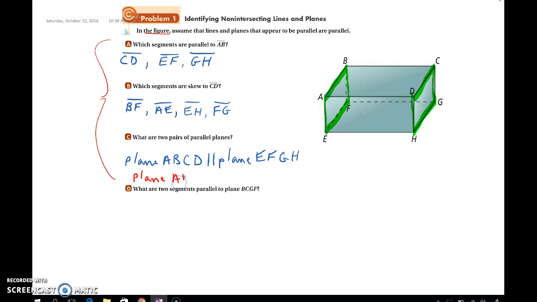ABF is parallel. And since I named that one with 3 letters, I should stay consistent and name this one with 3 letters as well. And I don't need the 4th one because once we say that plane, we have to be talking about this side of the box. And then the last one, we can just say plane DCG. All right, so that is 2 planes that are parallel with each other. And then we're on to the last question.